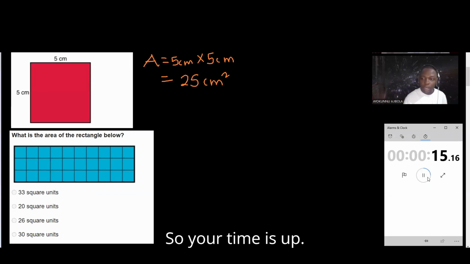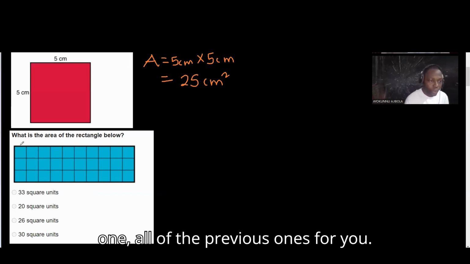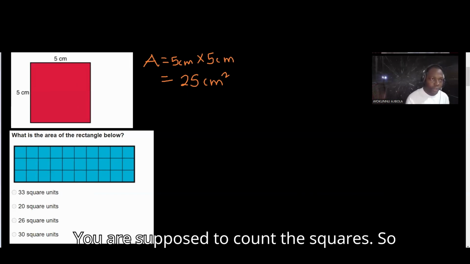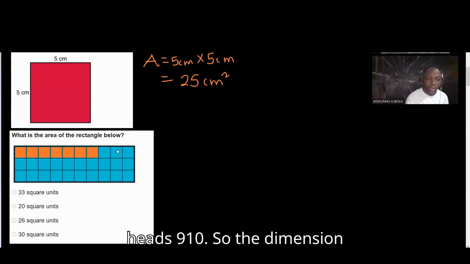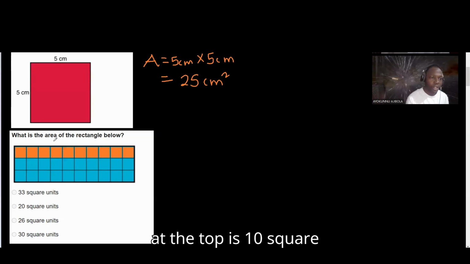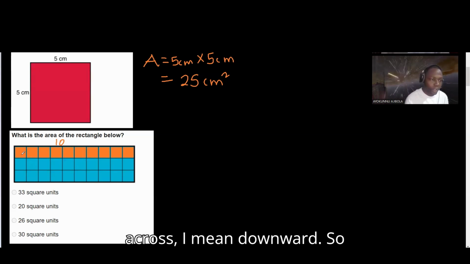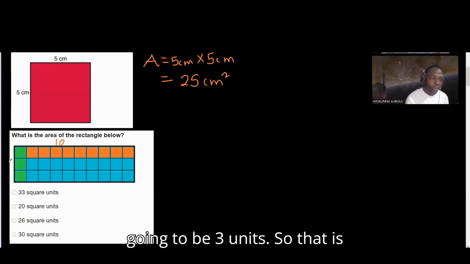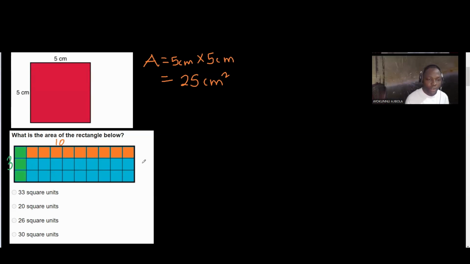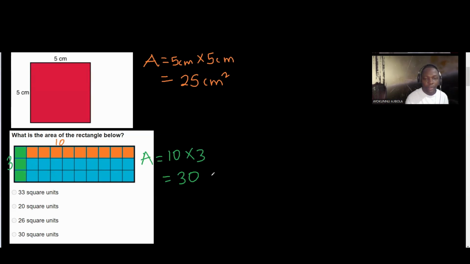So your time is up. And again, like I did for all of the previous ones, you are supposed to count the squares. So let's count. 1, 2, 3, 4, 5, 6, 7, 8, 9, 10. So the dimension at the top is 10 square boxes. Then we want to count across, downward. So 1, 2, 3. So that's going to be 3 units. So the area is 10 times 3, and that is going to be 30 square units.